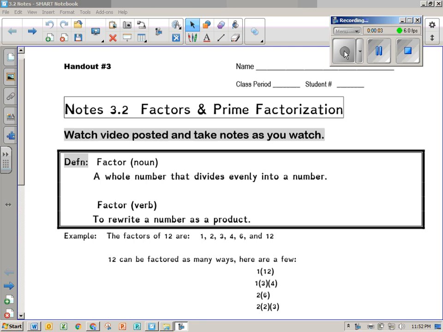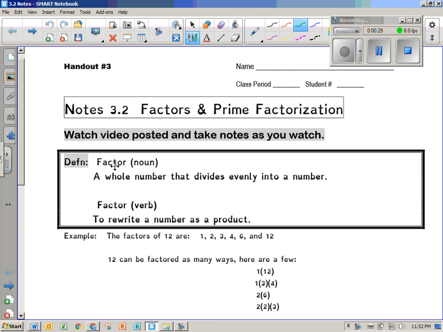Welcome to Factors and Prime Factorization. Some really important skill. I know I say that a lot, but it just really is. One really important thing is to understand the different uses of the term factor. It's sometimes used as a noun in math and sometimes used as a verb.